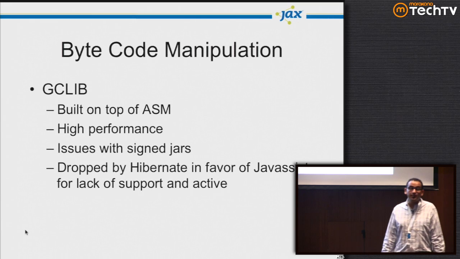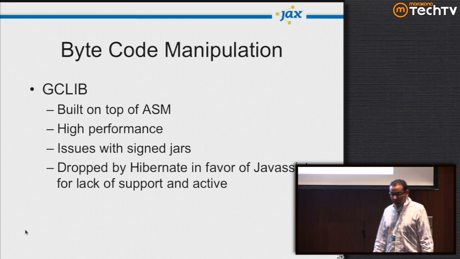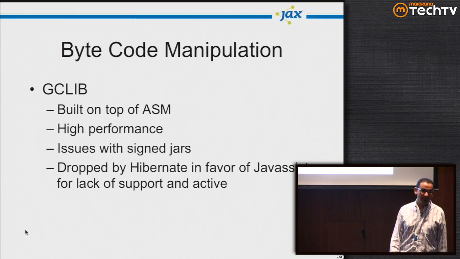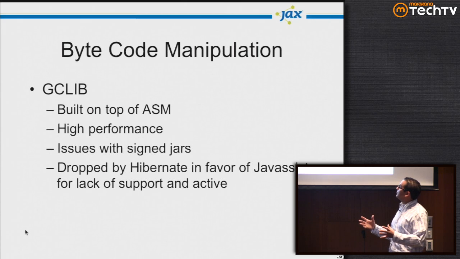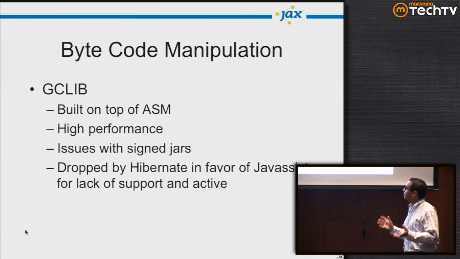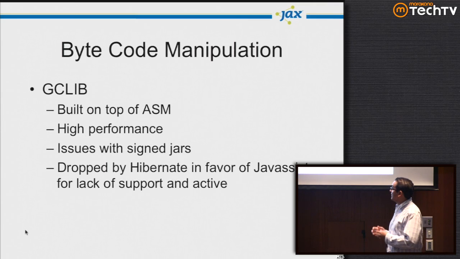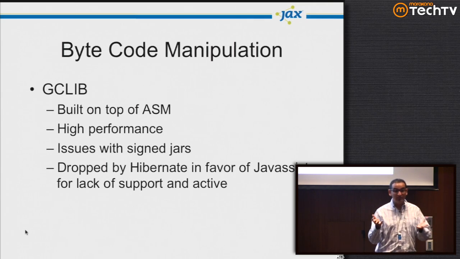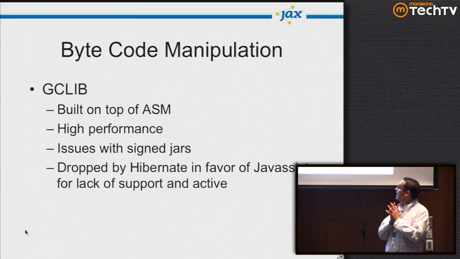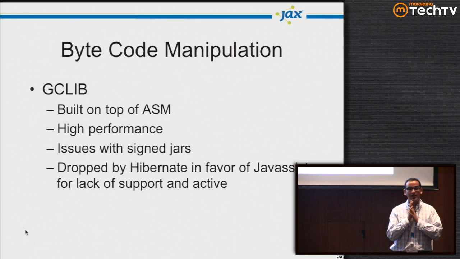CGLib, this is something that came as a response to the fact that not everybody wants to go and learn Java assembly. Nobody likes that. And they built this abstraction on top of it. It performs really well, but it has some issues when you start dealing with signed jars and everything. This library was used by Hibernate, but they dropped it in favor of Javassist for lack of support and active development.